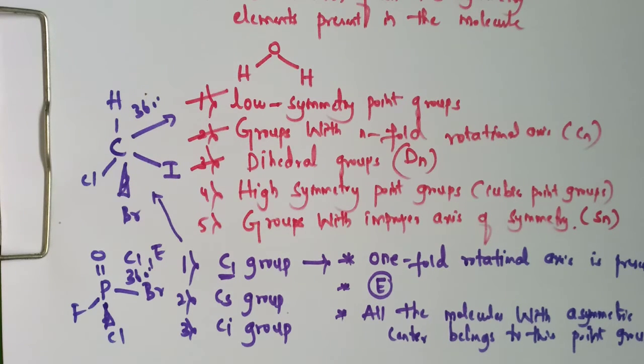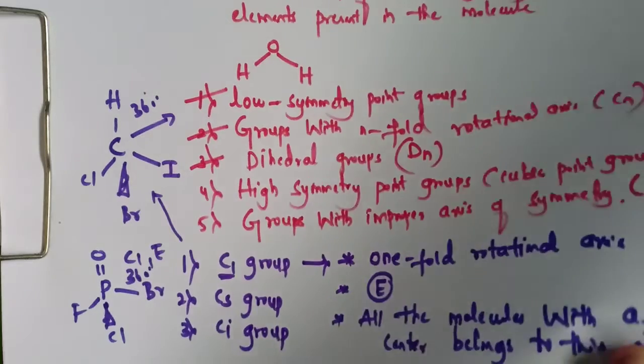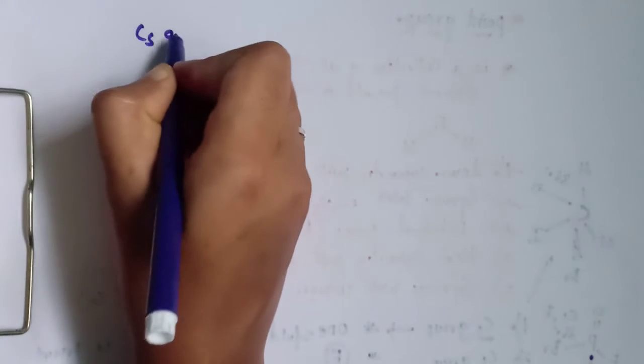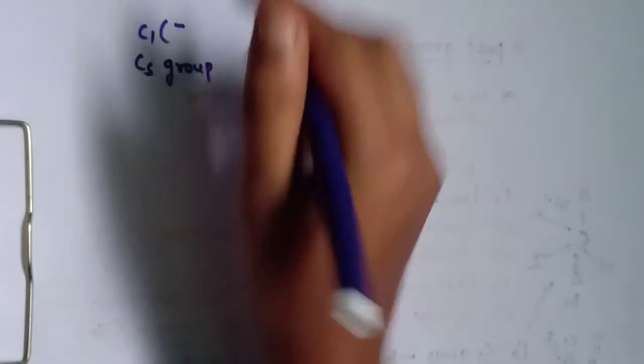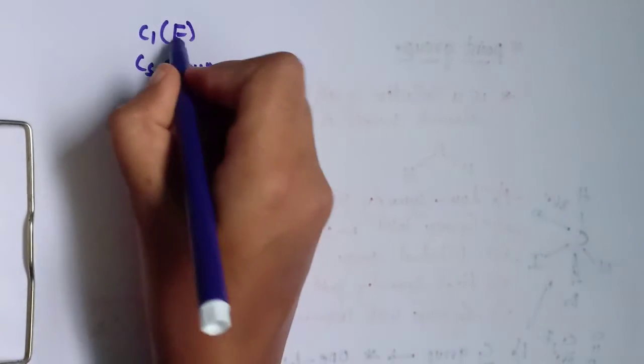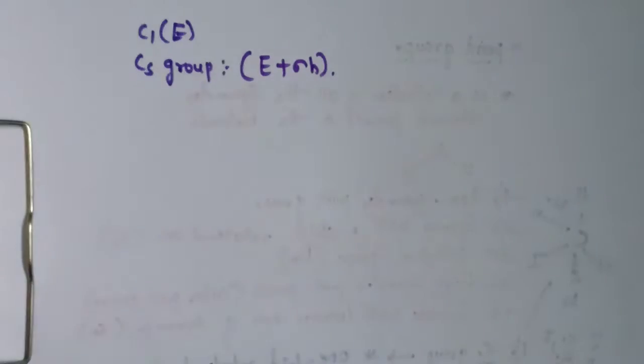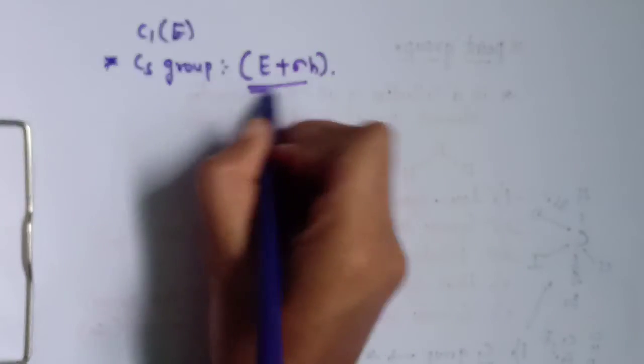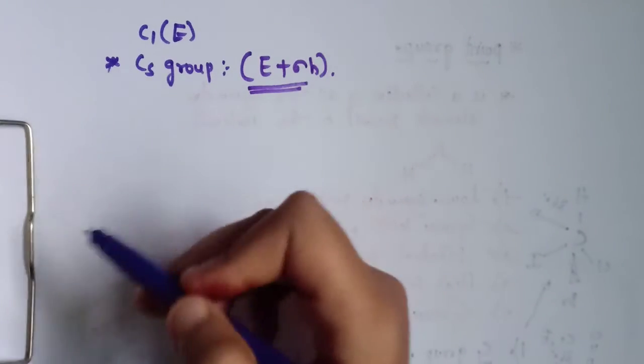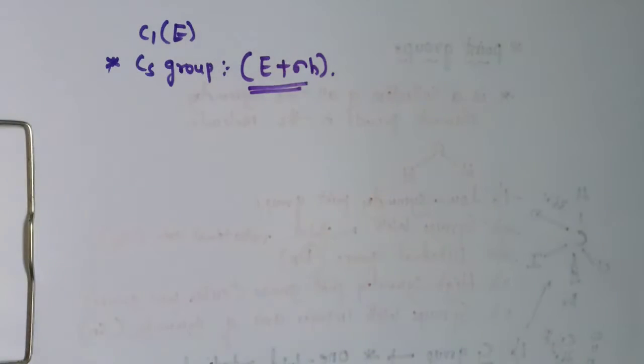Now let's move on to the Cs group. Now, what is the Cs group? In the C1 group, we learned that the only symmetry element is E. But in the Cs group, along with the identity, sigma h is also present. This is the collection of symmetry elements in the Cs group. The Cs group consists of identity and sigma h.